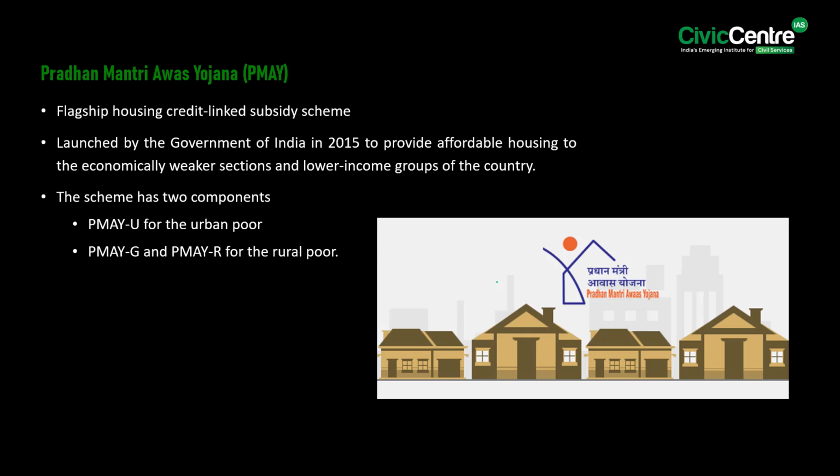See, the Pradhan Mantri Awas Yojana is a flagship housing credit-linked subsidy scheme launched by the Government of India in the year 2015 to provide affordable housing to economically weaker sections and lower-income groups of the country. Know that the scheme has two components: the Pradhan Mantri Awas Yojana Urban for the urban poor and the Pradhan Mantri Awas Yojana Gramin for the rural poor.